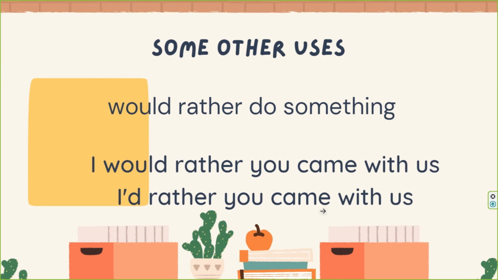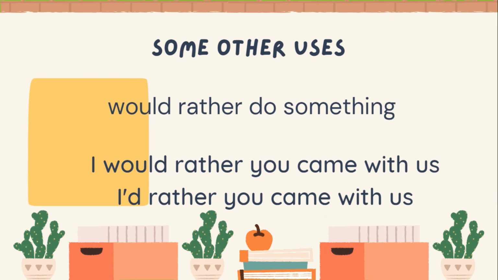Very well. Now, in this other part, you can see some other examples, some other uses of the word would. When you put the word would next to rather, in Spanish, you will be saying preferiría. Okay? Would rather can be translated into Spanish as preferiría. Okay? I would rather you came with us. Now, this would can also be contracted in I'd. Therefore, you can also say, I'd rather you came with us.